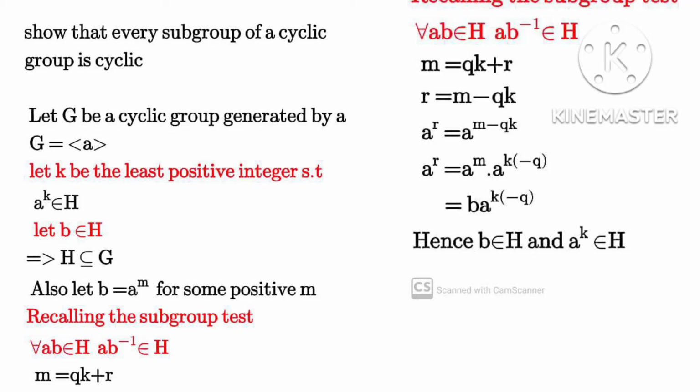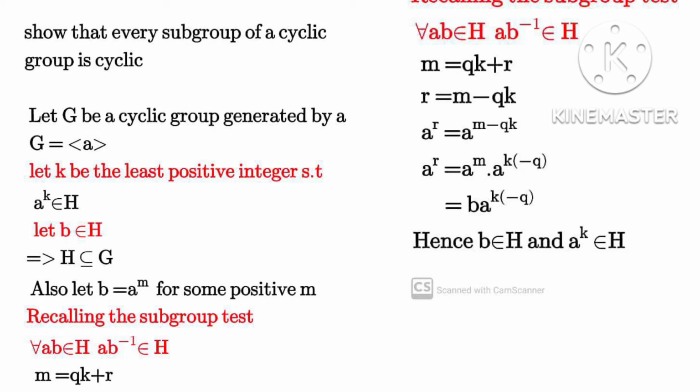So we have to prove that every subgroup of a cyclic group is cyclic. So we let G be a cyclic group generated by a, that's G equals ⟨a⟩, and k to be the least positive integer such that a raised to power k is also in H. This simply means that when we have a raised to power k in H, k can be any positive number. Let's say we have a^1, a^2, a^3, a raised to power 4, 5, and all that.